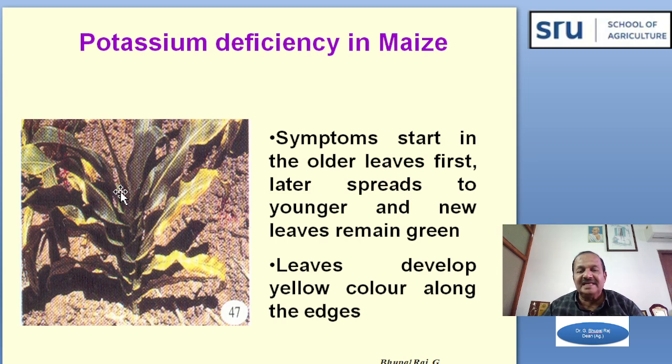So this is the maize again. Maize also shows symptoms starting from the older leaves first, and later on it spreads to the younger and newer leaves. The younger leaves will remain green. Leaves develop yellow color all along the edges.